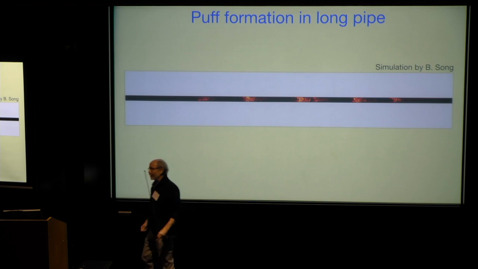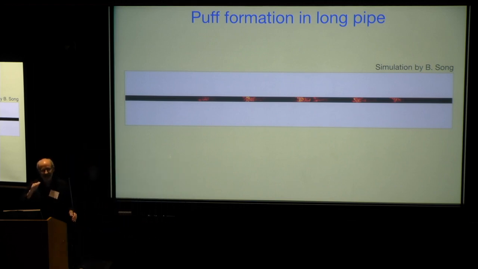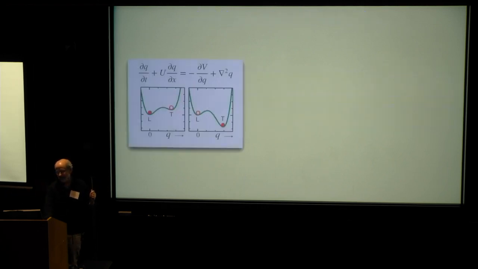I could spend a long time talking about that. I'm happy to answer questions, but I think the general idea is there. That's what happens when you lose this steady state. You don't lose turbulence everywhere. You can still sustain it in these localized patches that we call puffs.